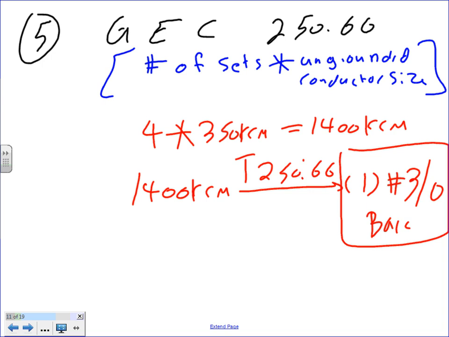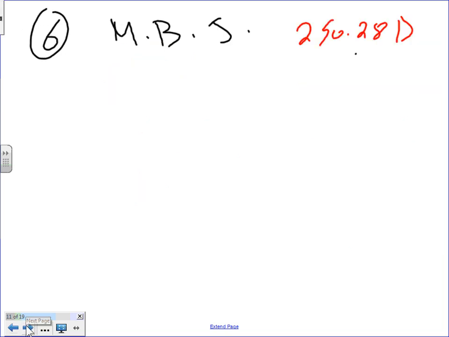All right, number 5 and then number 7, and then we're done. Give you a break. Okay. Main bonding jumper. Main bonding jumper, the same thing, guys. For the main bonding jumper, we're going to take the 4, multiply it by the 350, exactly the same thing, kcm, 1400 kcm.